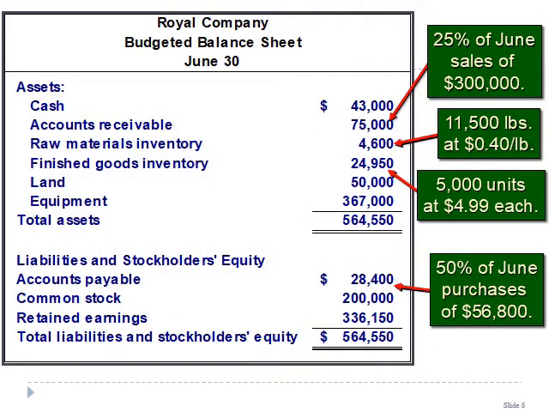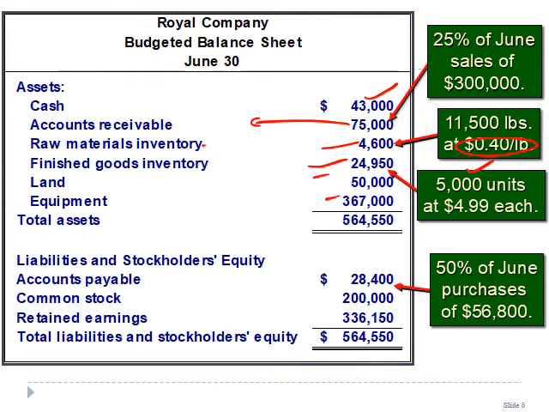So assets, which include cash, come from the cash budget. Accounts receivable is 25% of June's sales that's going to be received in July. So that is our accounts receivable. Raw material inventory on hand is 11,500 pounds, the ending inventory of raw material. We multiply it with its cost, 600. Finished goods inventory is 5,000 units multiplied by 4.99, which is coming from the finished goods inventory budget, which is 24,950.